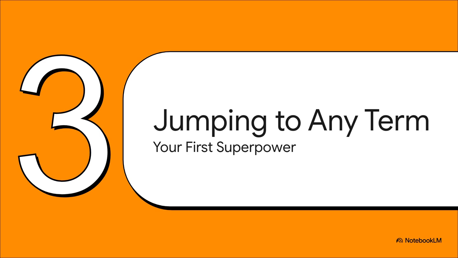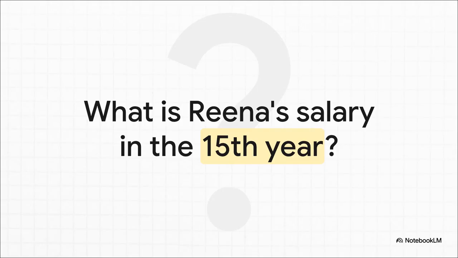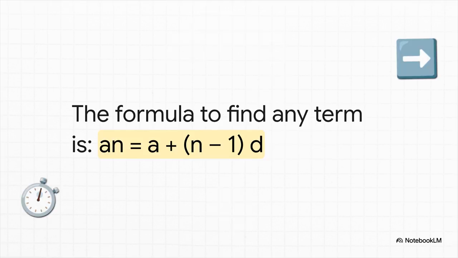All right, jumping to any term, your first superpower. So, what if we want to find a term that is far away in the sequence? Calculating one by one is just too slow, right? Let's learn a shortcut. Let's take Reena's salary again. It starts at 8,000 rupees with the 500 rupee increment. What will her salary be in the 15th year? Do we really need to add 500 14 times? No way. There must be a faster method. There must be a formula. And here it is, the time machine formula. An equals a plus n minus 1 times d. This formula lets you jump to any term, the nth term, instantly.